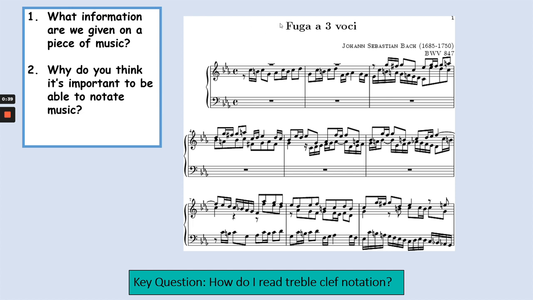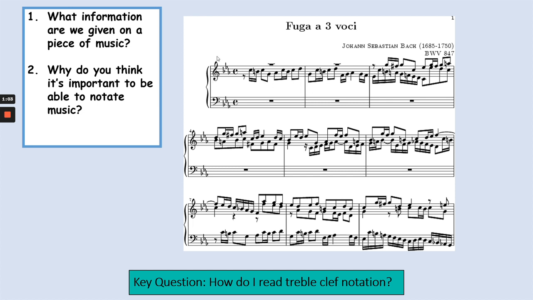Okay, so let's have a look. We've got a title up at the top. We've got the name of the composer. We've got the date of birth and date of death for this composer. Don't always see that, but it's on this one. This bracket here tells us that we need to play both these lines at the same time.